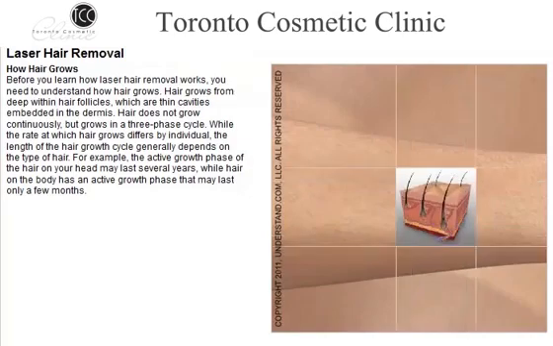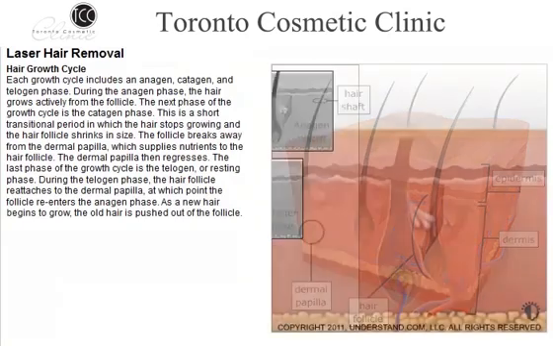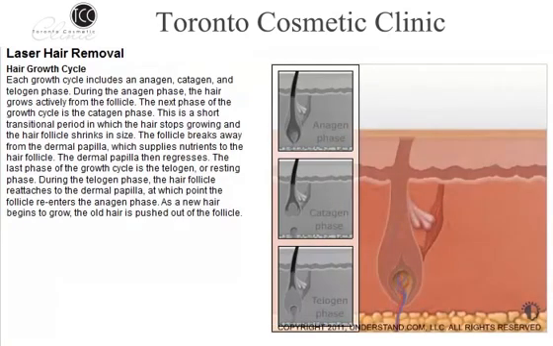Hair grows from deep within hair follicles, which are thin cavities embedded in the dermis. Hair does not grow continuously, but grows in a three-phase cycle. While the rate at which hair grows differs by individual, the length of the hair growth cycle generally depends on the type of hair. For example, the active growth phase of the hair on your head may last several years, while hair on the body has an active growth phase that may last only a few months. Each growth cycle includes an anagen, catagen, and telogen phase.